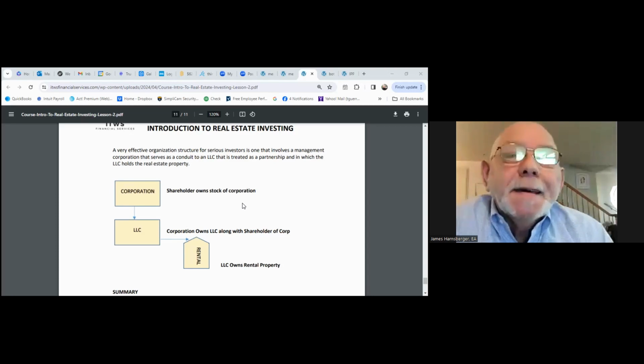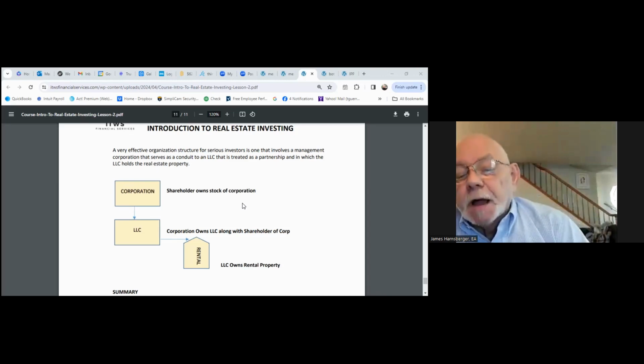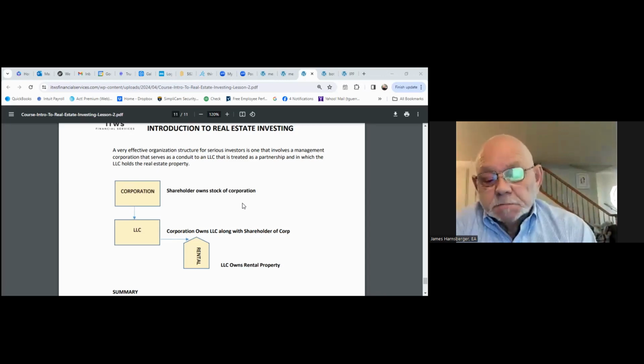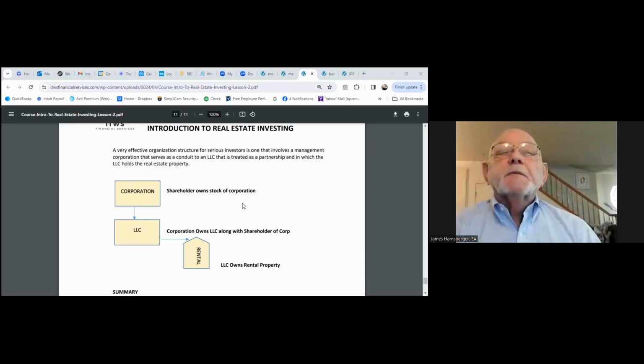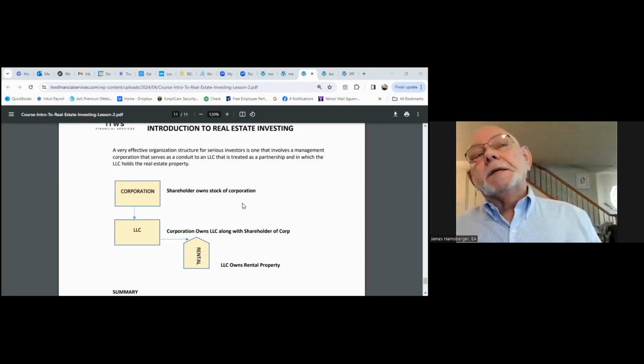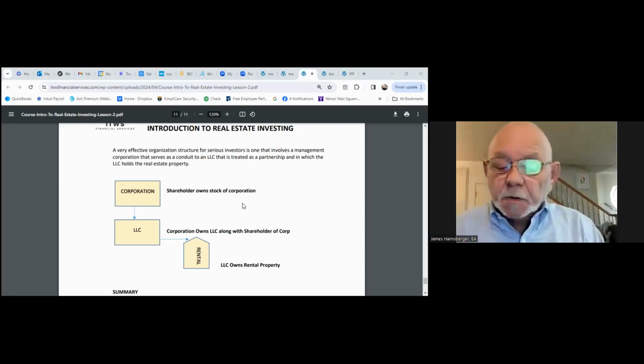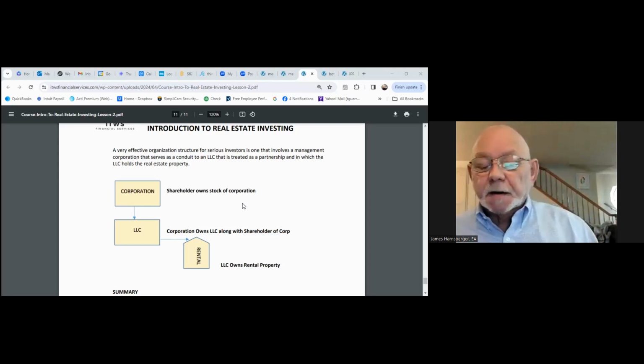The LLC in turn owns the underlying rental property. The LLC owns the rental property. On some future disposition of the property, is the LLC selling its shares that owns the real estate? Or is the LLC selling the real estate?